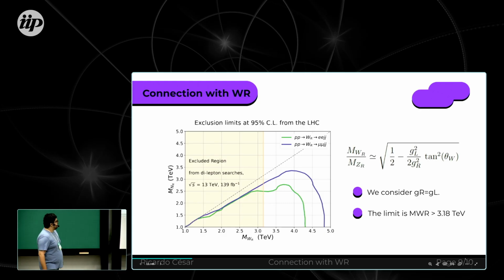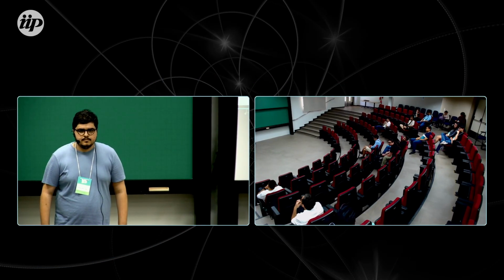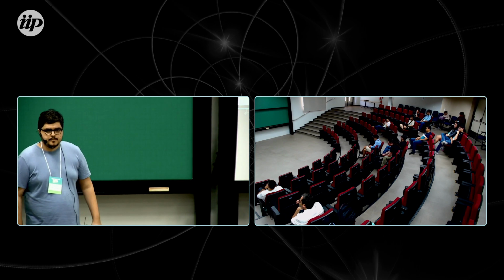I see. So we haven't studied this case. We only studied dileptons because of the ATLAS bounds. But I don't know exactly. Dileptons is a clean search, so we don't have that much background, only Drell-Yan. I think that's why we have stronger bounds on dileptons.